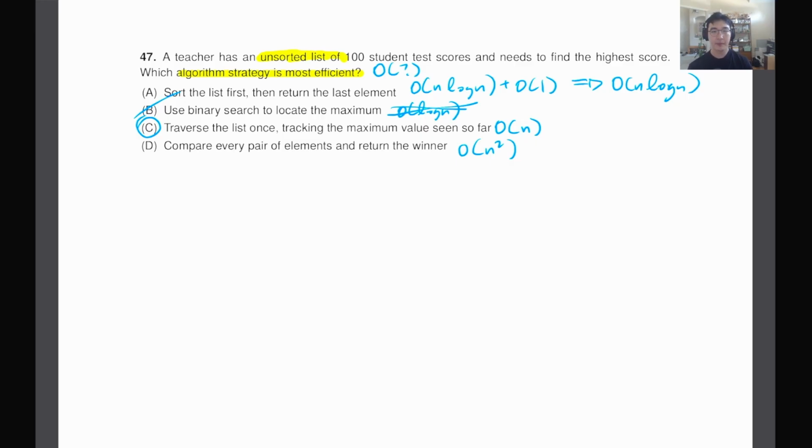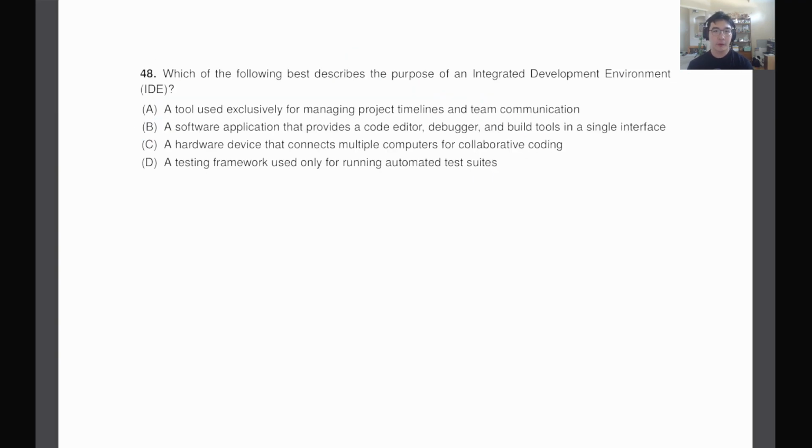Okay, so make sure you know your BigO, but it's okay if you don't memorize your BigO, as long as you're able to reason it out. That's question 47. Question 48.